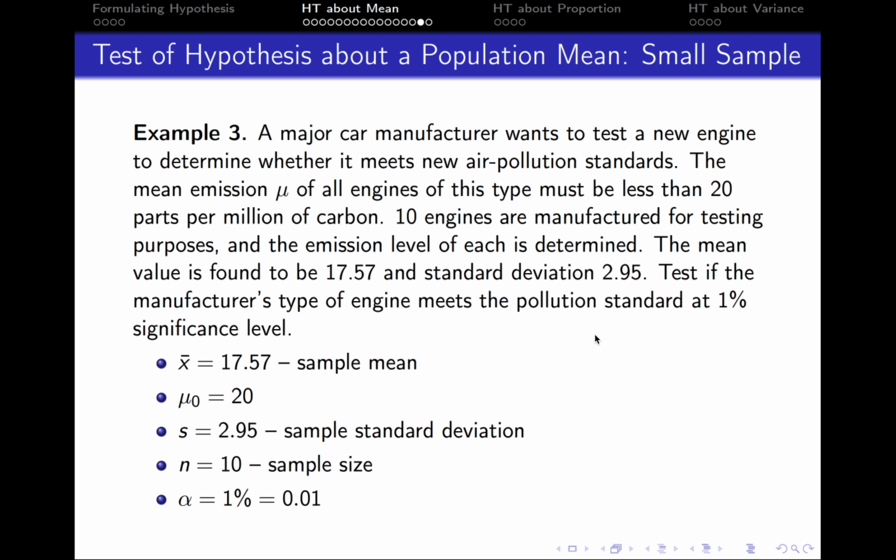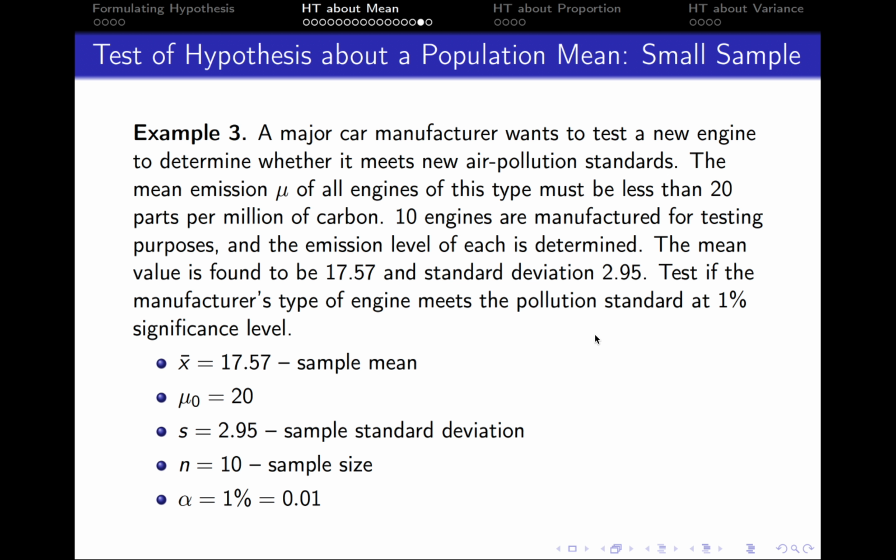So let's have a look at the example. A major car manufacturer wants to test a new engine to determine whether it meets new air pollution standards. The mean emission of all engines of this type must be less than 20 parts per million of carbon. 10 engines are manufactured for testing purposes, and the emission level of each is determined. The mean value is found to be 17.59 and standard deviation 2.95. Test if the manufacturer's type of engine meets the pollution standard at 1% significance level.